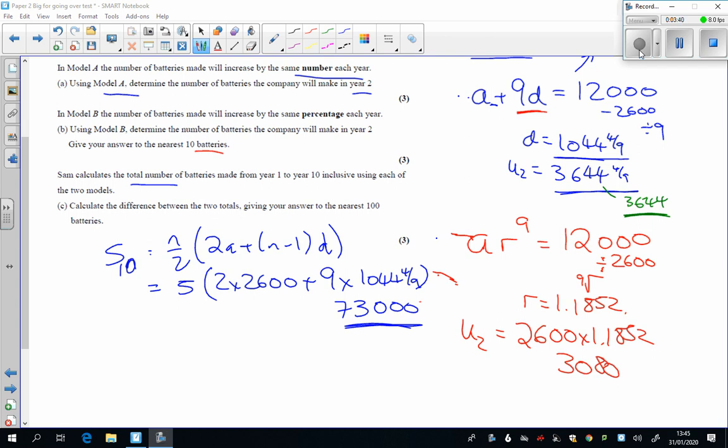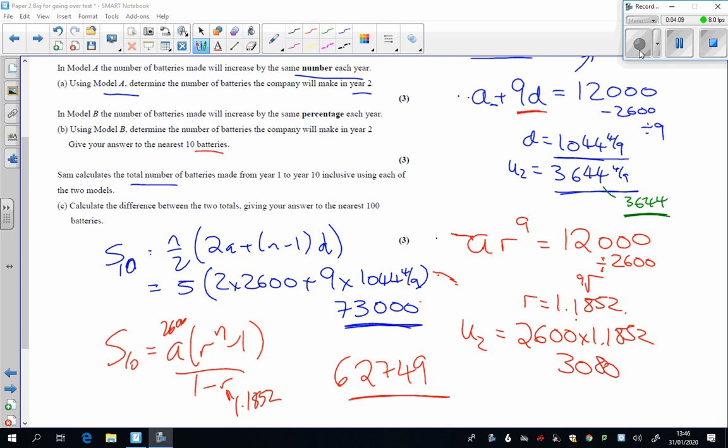Now we'll try and do the geometric progression one. So the geometric progression formula is a(r to the n minus 1) all over r minus 1. Throw in the values, 2600 there, and the r value here is what we had, 1.1852. Be quite accurate as you put that in there. And that total turns out to be 62749.